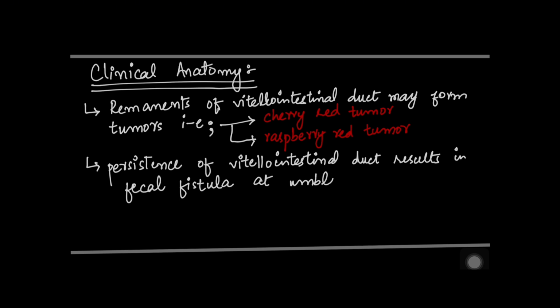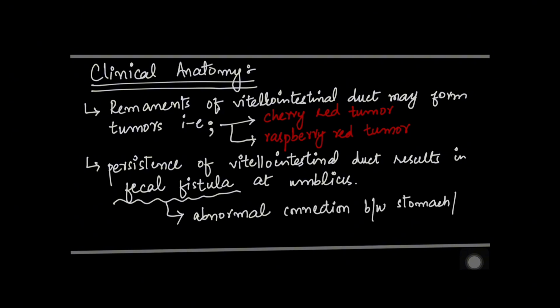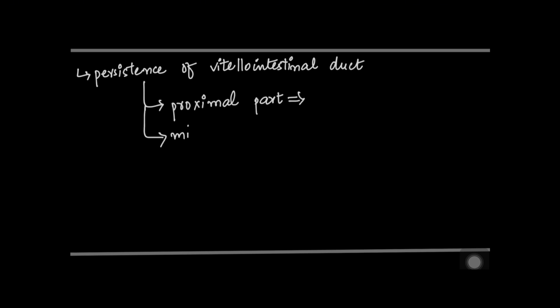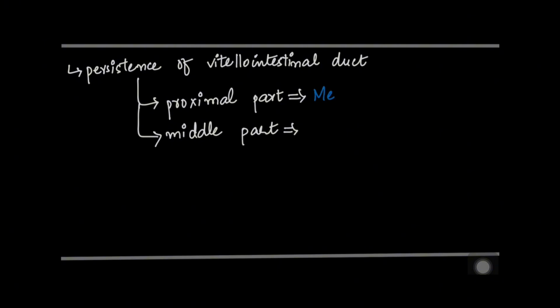What is a fecal fistula? An abnormal connection between the stomach or gut and the skin, i.e. the contents are protruding through this abnormal connection. Persistence of the vitelo-intestinal duct: persistence of its proximal part causes Meckel's diverticulum, and persistence of its middle part causes enterocystoma.